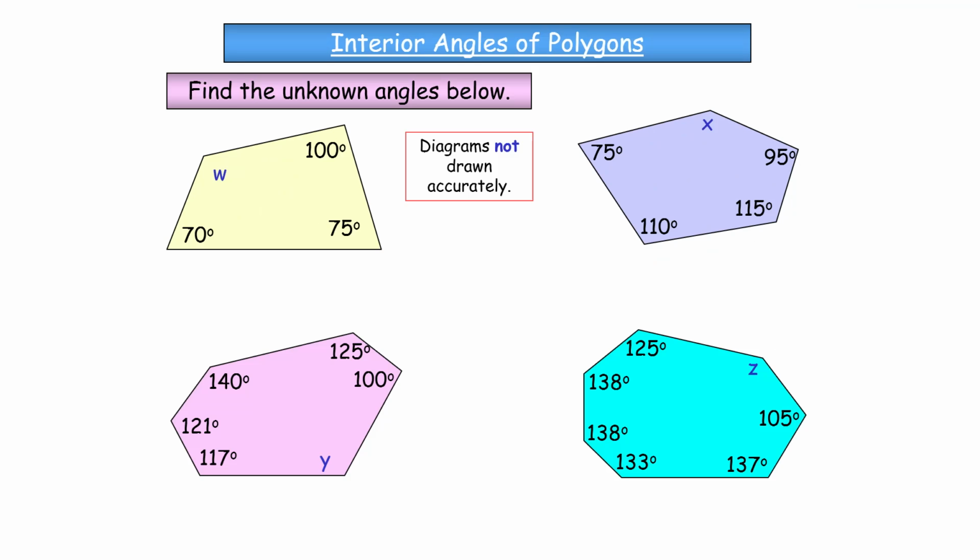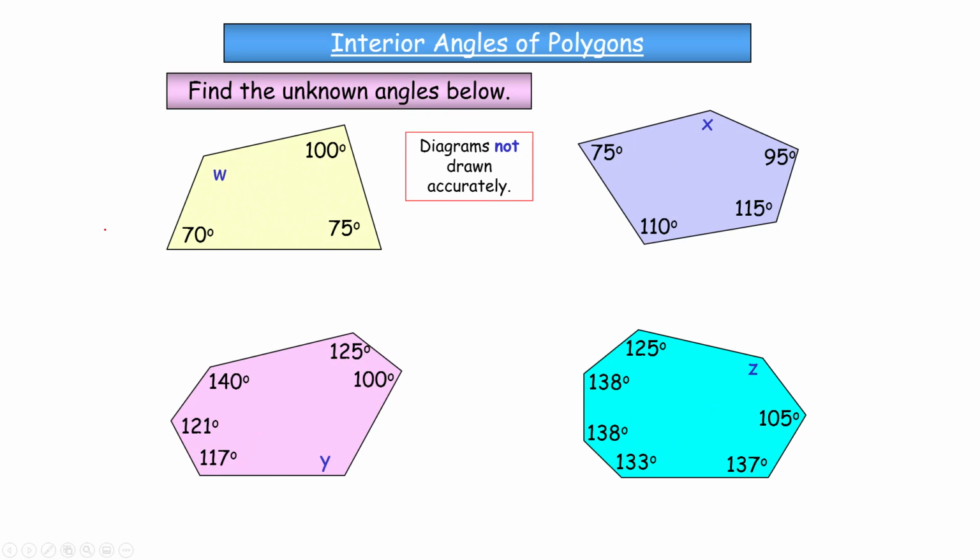Okay, so we've got these 4 questions. We want to work out W, X, Y, and Z. If you look at the first one, what we've got to do is add up the existing angles that we can see, and then subtract them from the total number of degrees. Now it's a quadrilateral, so we know that's going to add up to 360. So we add up what we know.